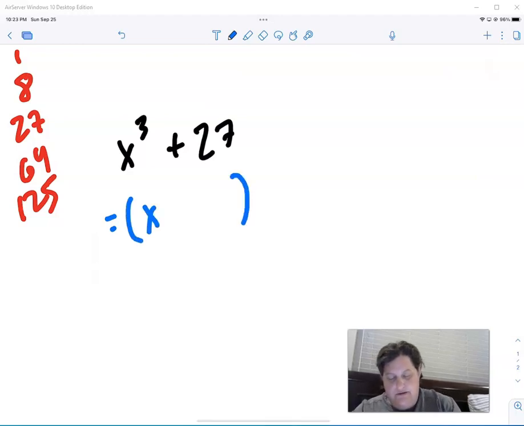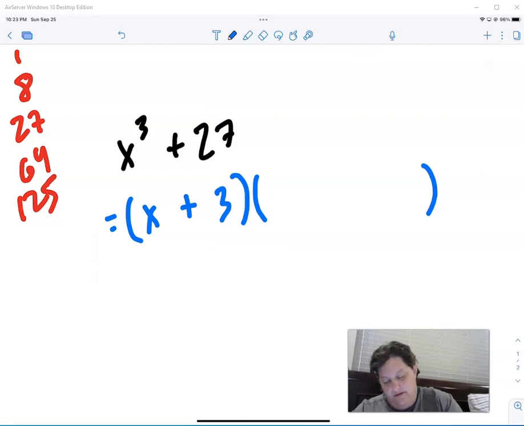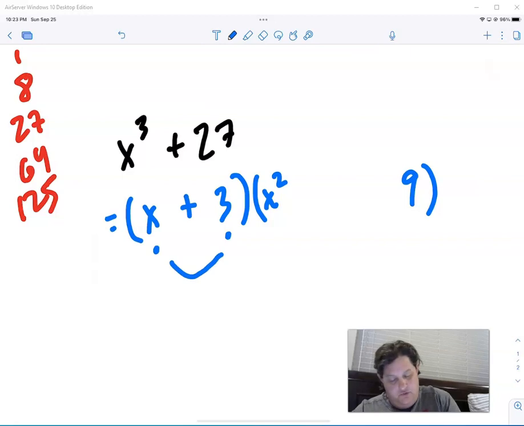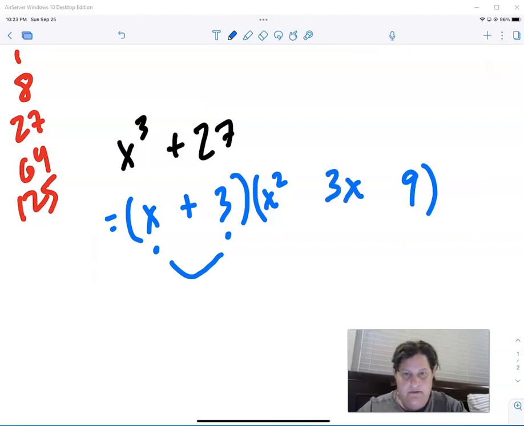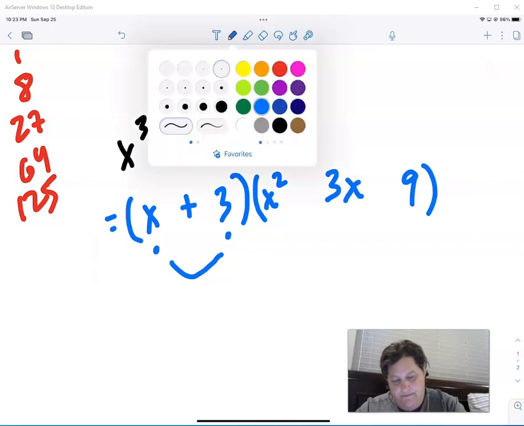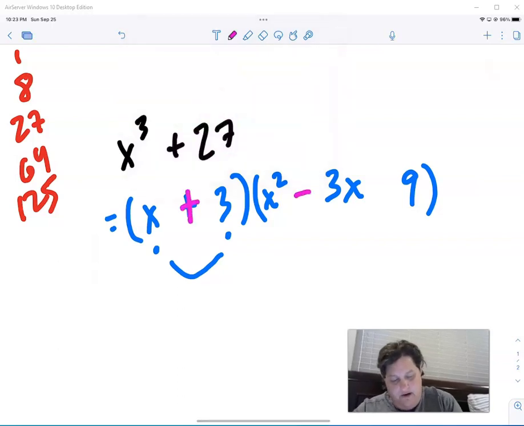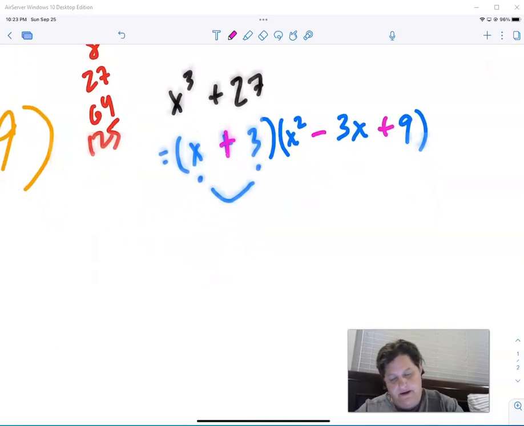X to the third is what that is. 27 is 3 to the third. We put a plus. Here's how I fill this out. I square that, join them, 3x. So x squared, 3 squared is 9, join them, and then I go same, opposite, always positive. That's it. That's my answer.